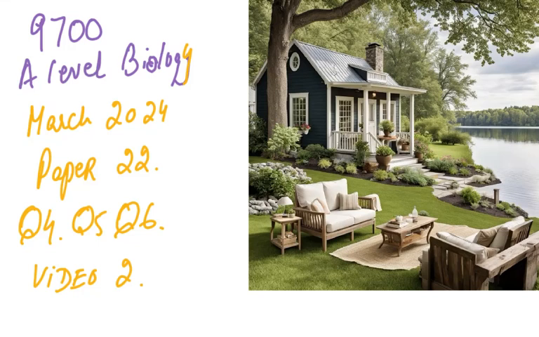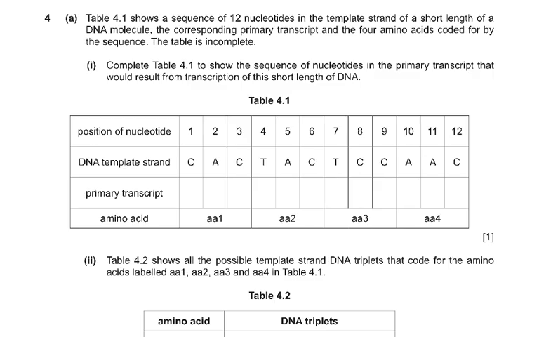Bismillahirrahmanirrahim. March 24, 9700, paper double two, and it's question 4, 5, and 6. Now, in this video, we continue with question number 4.